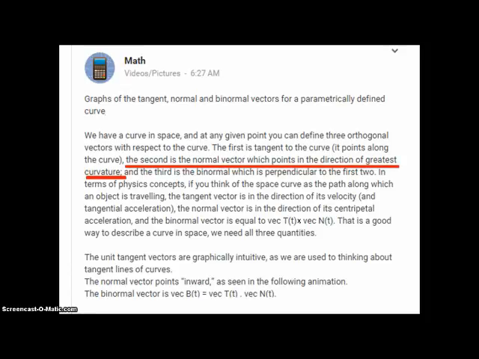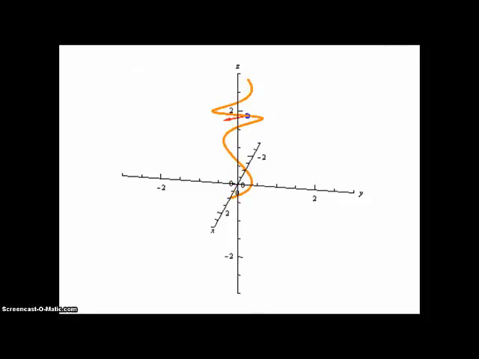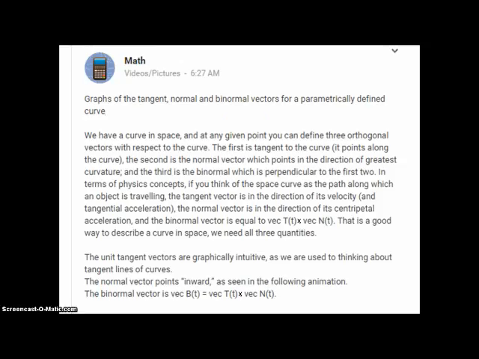The second vector is the normal vector, which points in the direction of greatest curvature. So let's take a look at that. And again, it's 1 unit long. And the third is the binormal, which is perpendicular to the first 2.